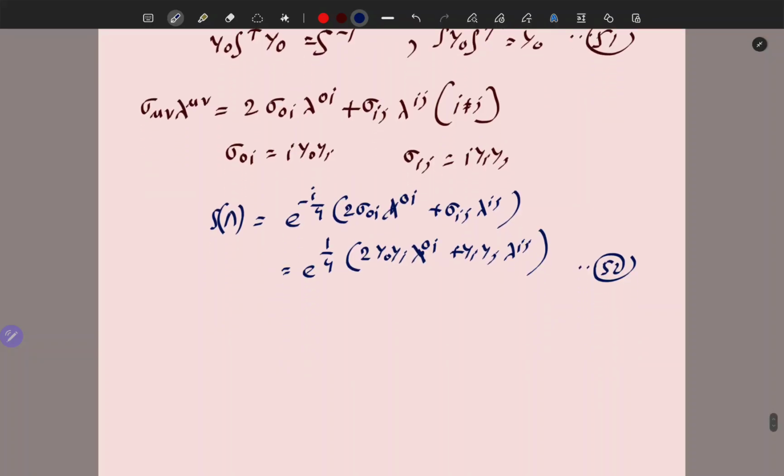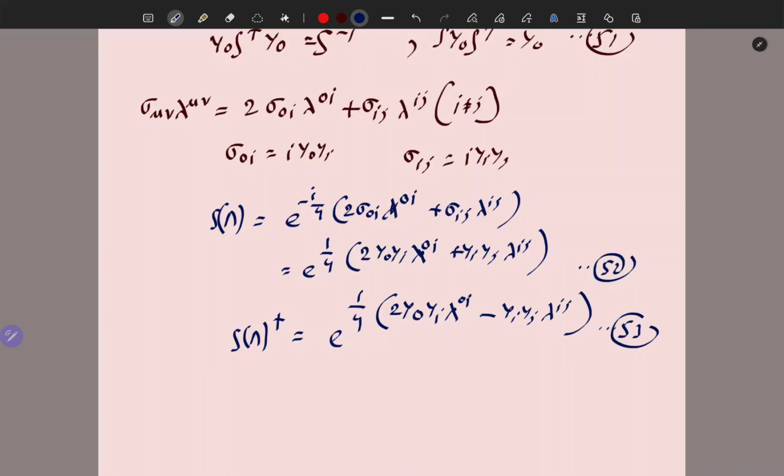Using the hermiticity property of the gamma matrices, we have S of lambda dagger equal to e to the power 1/4 [2 gamma 0 gamma i lambda 0i minus gamma j lambda ij]. This is equation number 53.